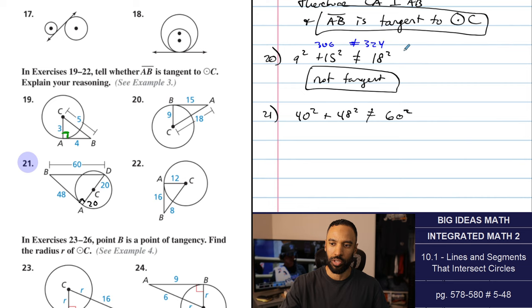And that 60 squared is 3600. So 3904 doesn't equal 3600. So this is not tangent. Not tangent here as well.